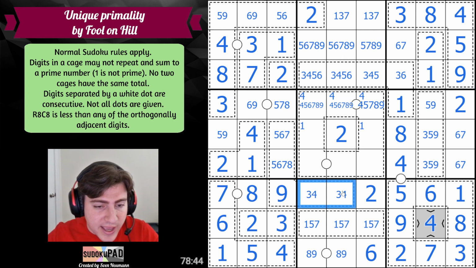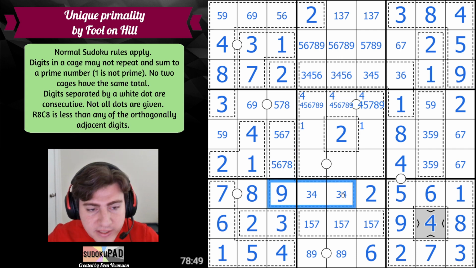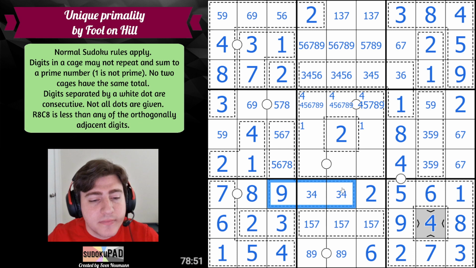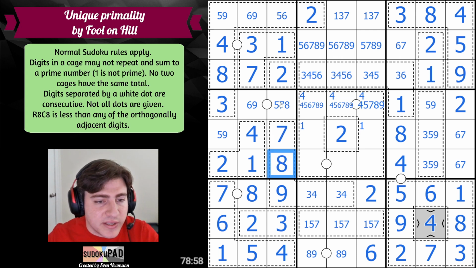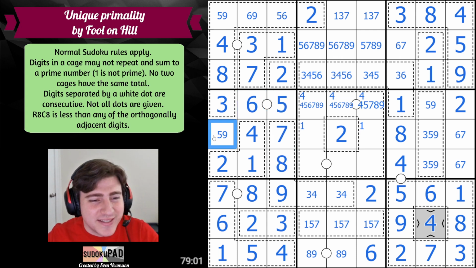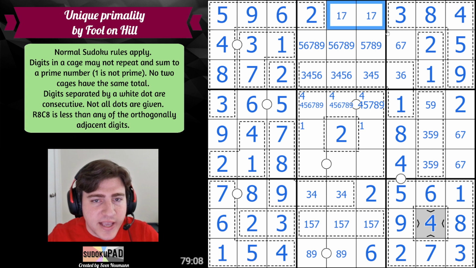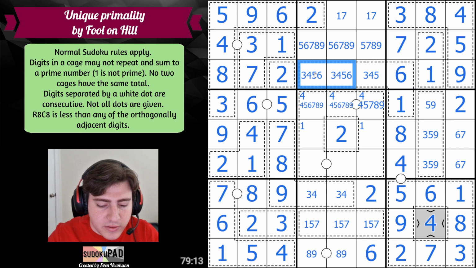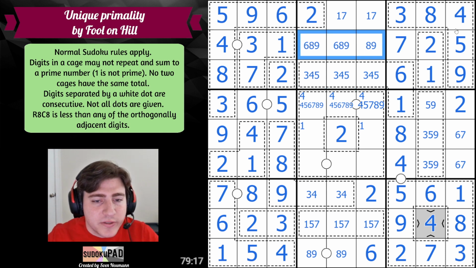If it's the 31 cage, then I think that means this has to be 7, 8. Let's double check. 7, 9 is 16. 16 to get to 31 is in fact 15, which means this is 7, this is 8, this is 5, this is 6, this is 9, and it's all coming together. 5, 9, 6. This can't be 3. 3, 6, 7. 6 can't go here. 3, 4, 5. Remove 5 and 7 as options.